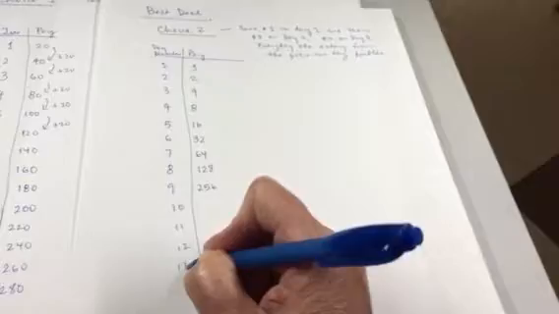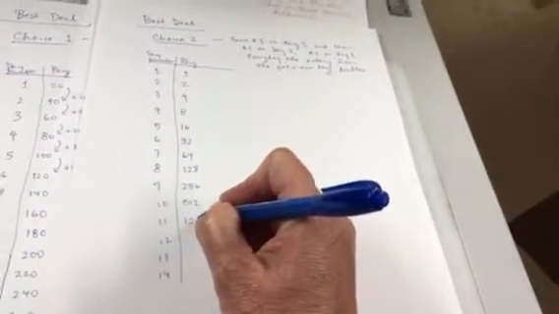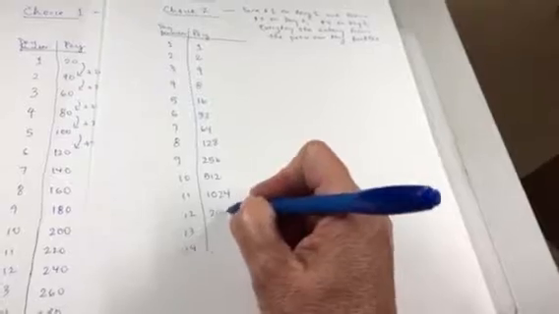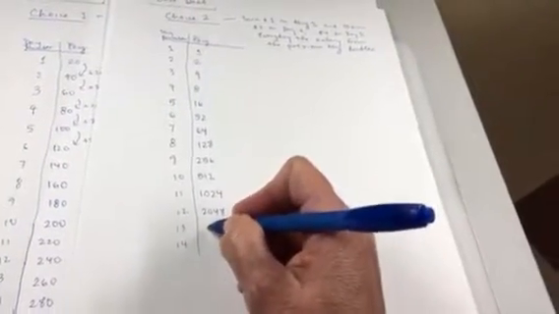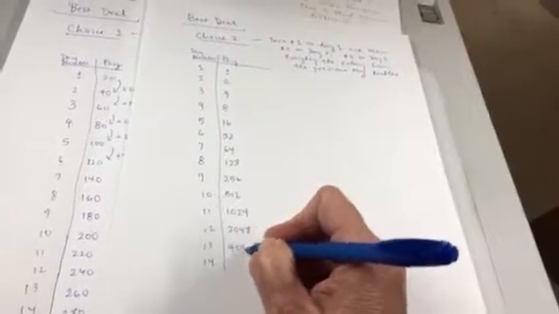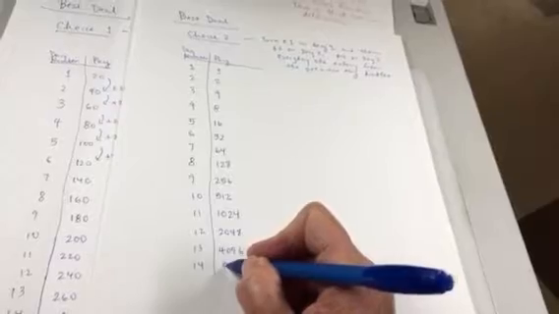10, 11, 12, 13, 14. What's day number 10? 512. 1024. What's day number 12? 2048. Day number 13? 4096. And day 14? There, okay.